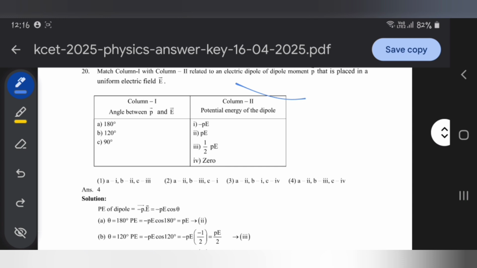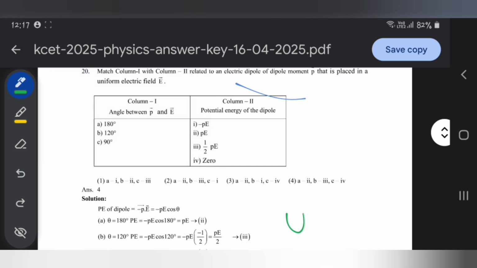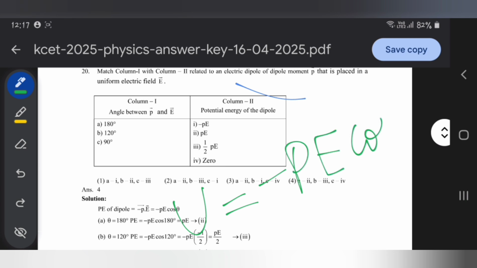So the angle between P and E, if it is 180 degrees, what will be the answer? For the potential energy of a dipole, if you know the formula, that's more than enough. What is that formula? Potential energy U is equal to minus PE cos theta. Let me write it neatly: U equals minus PE cos theta. If you know this formula, you are sorted.